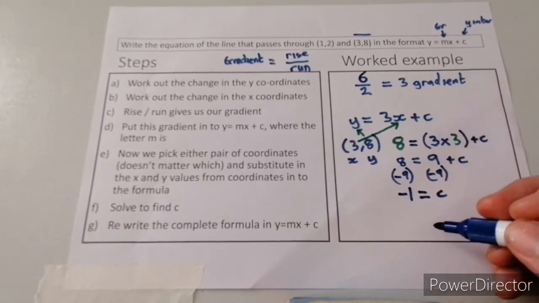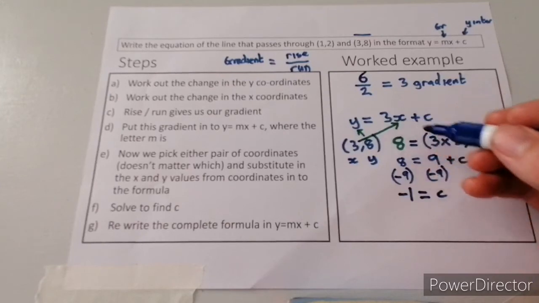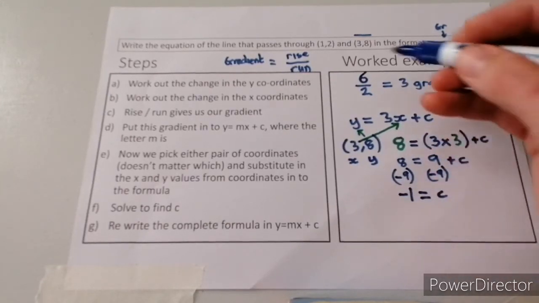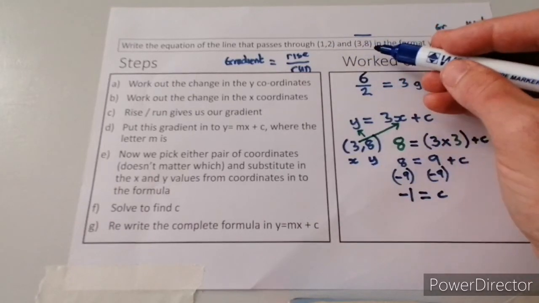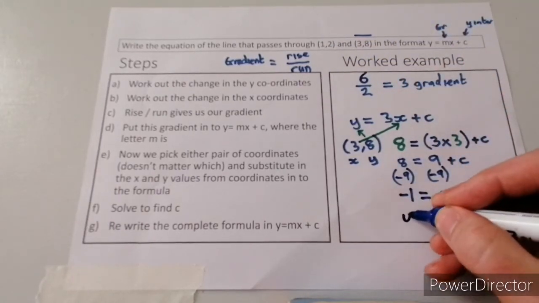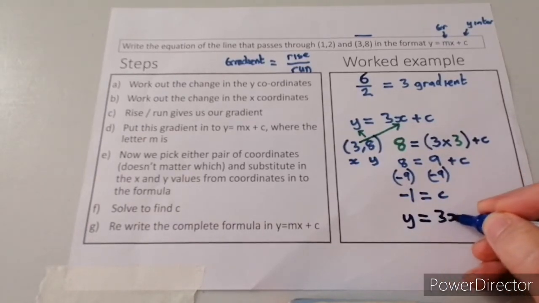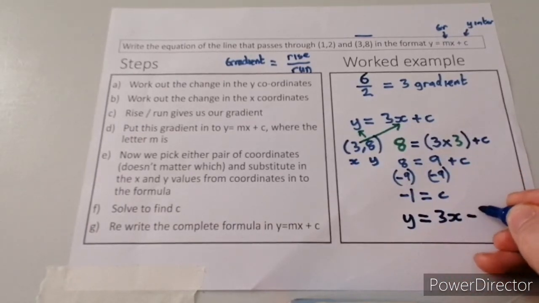So we can now write the full equation because we know the gradient and we now know the c figure. So the equation of the line that connects point 1, 2 to 3, 8 is y equals 3x minus 1.